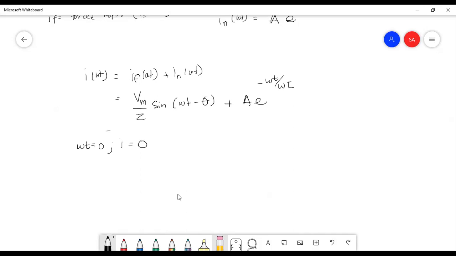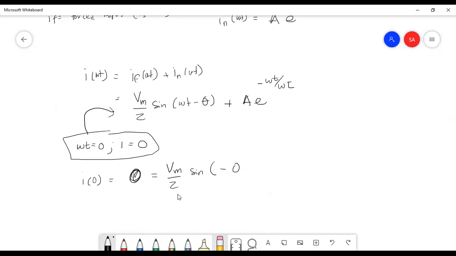So by putting this relationship into this equation, we find that i at time 0 is equal to 0. The value of the current is 0. Vm over Z sine omega t is right now 0, so 0 minus theta plus A exponential 0, meaning that the exponential is equal to 1. Then we rewrite this, and we will have our A, which was previously unknown. Right now we already know the value. A is actually negative Vm over Z sine negative theta. But negative sine negative theta, we can remove the negatives, so we finally get A equals Vm over Z sine theta.